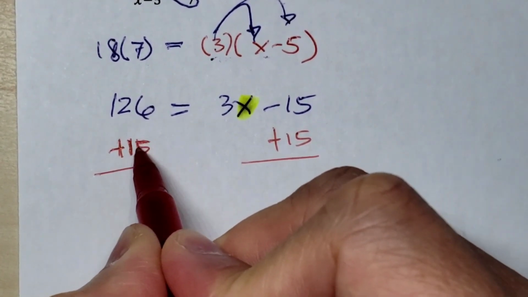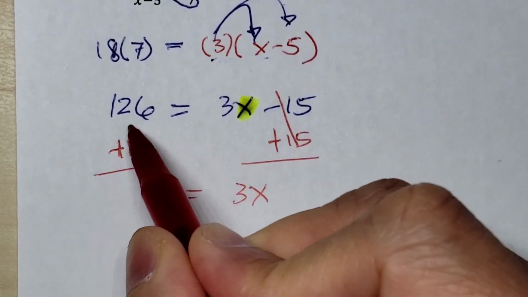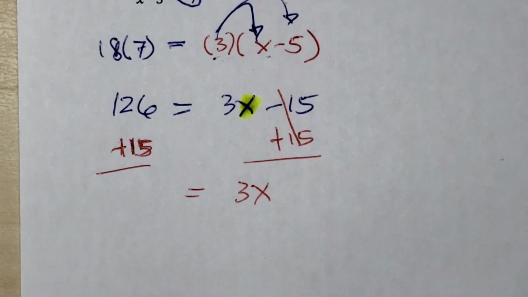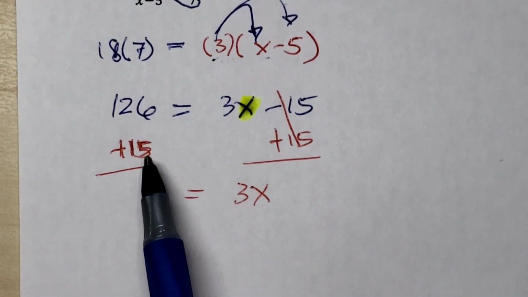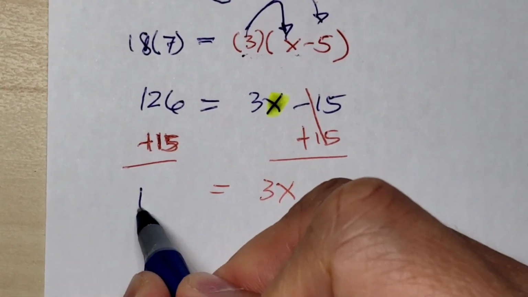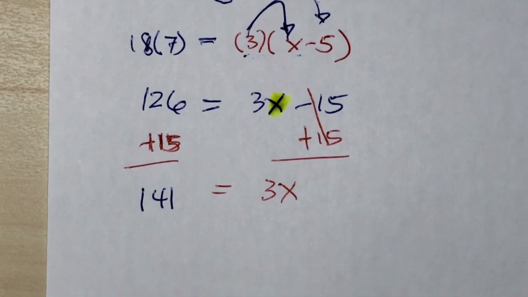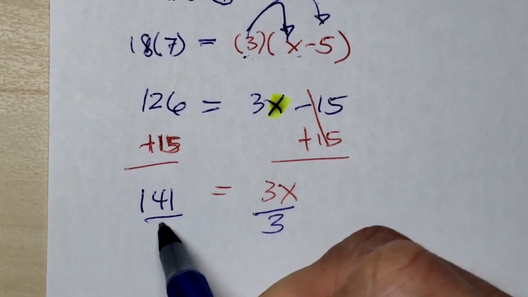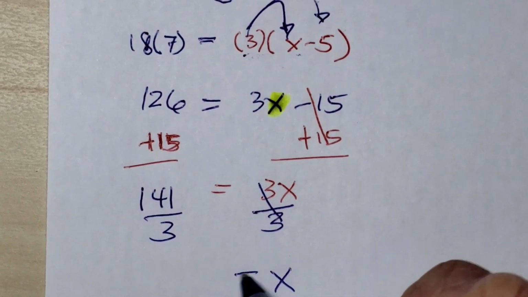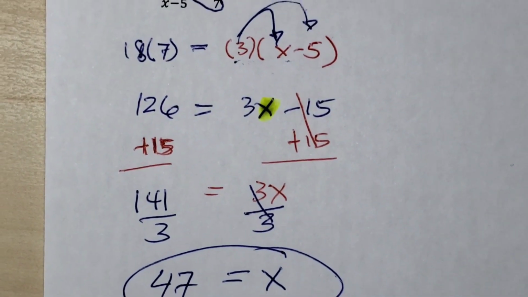Property of equality. So that's a 0. What's left is 3x equal to, what's 126 minus 15? Not minus, plus 15, I'm sorry. So 126 plus 15 gives you 141. Now let's solve for x. We're going to divide by 3, and that should give us 47. Is it clear?